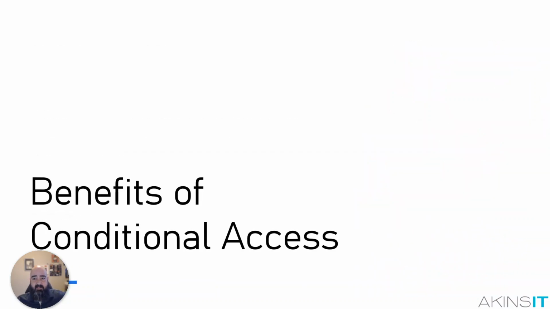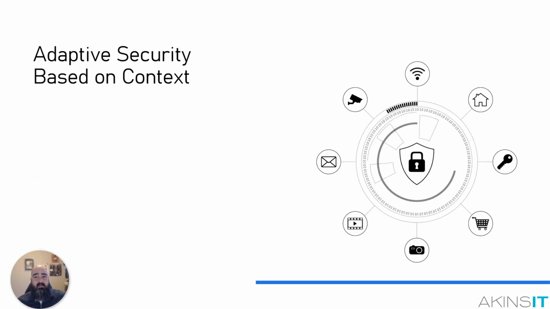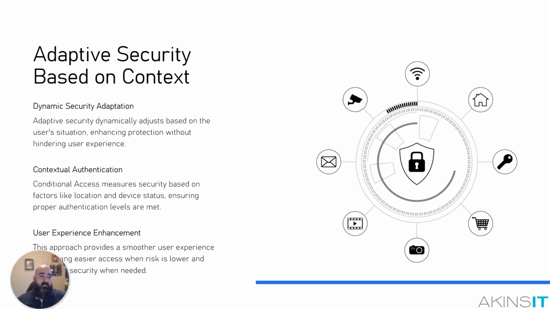Here are some other benefits of conditional access. Dynamic security adaptation: adaptive security dynamically adjusts based on user situation, enhancing protection without hindering user experience. As I just mentioned, if a user is in the office, they won't be asked to authenticate, but if they do go home and sign into a new browser window for 365, then they'll be prompted to sign in. And it just overall improves the user experience so that they don't have to authenticate multiple times.